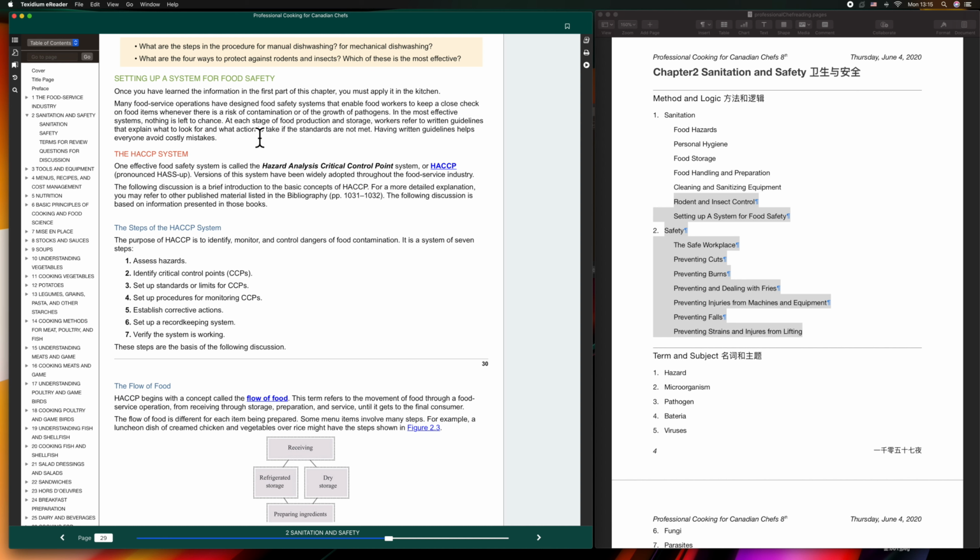At each stage of food production and storage, workers refer to written guidelines that explain what to look for and what action to take if the standards are not met. Having written guidelines helps everyone avoid costly mistakes.